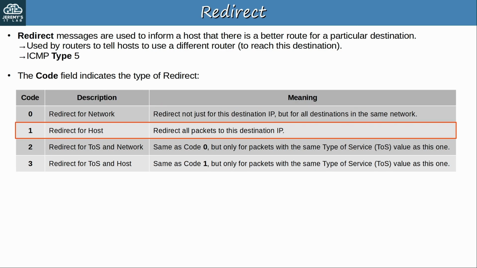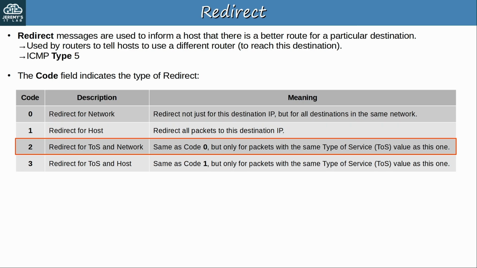Then code 1 is redirect for host. It means redirect all packets to this destination. You should send all packets destined for this destination IP to a different router, not to this router. Code 2 is the same as code 0, but only applies to packets with the same TOS value as the packet that caused the redirect message.